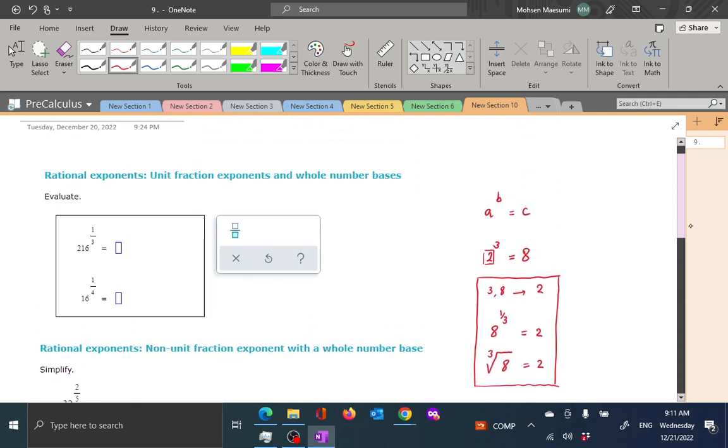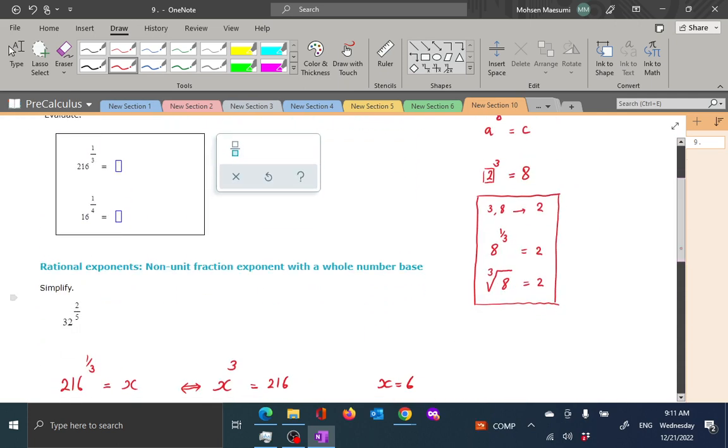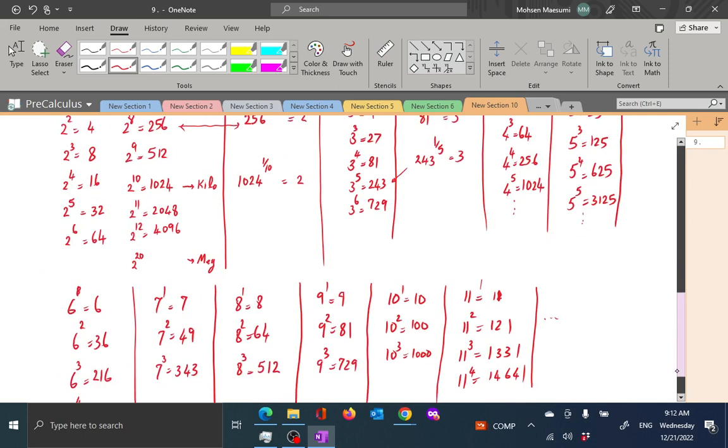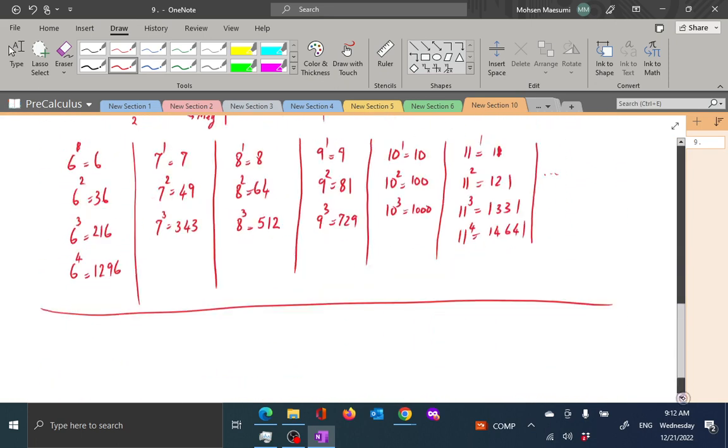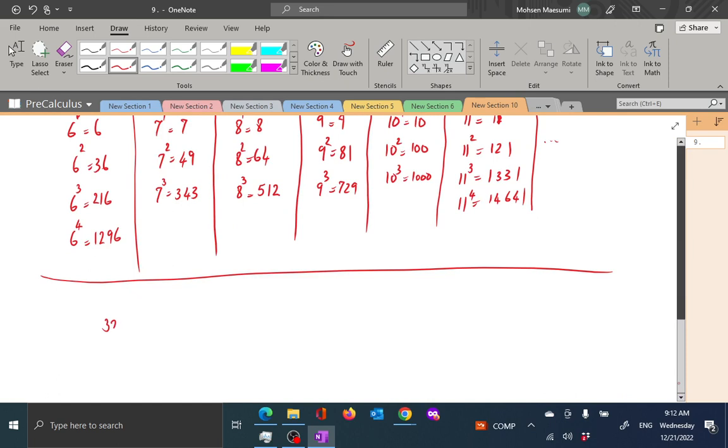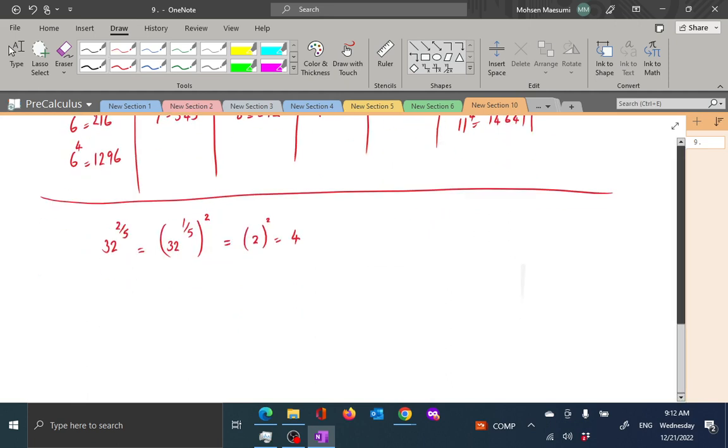Next up, what if my exponent was a fraction and the numerator of it was something other than 1? Well, let's do that. 32 to the power of 2/5. How do we understand this? 32 to the power of 1/5, to the power of 2. So we find the fifth root of 32, which is 2, and take that and square it, and then I get 4.